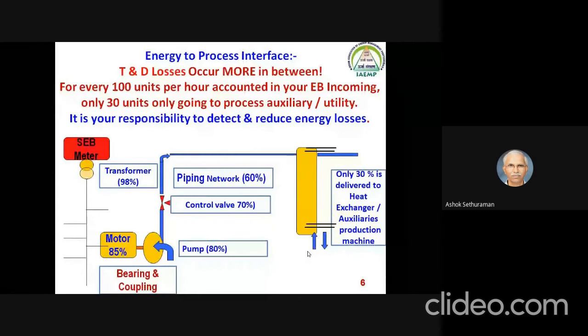See, for every 100 units per hour that is the input given on the SCB meter, around 30 units are delivered to the process auxiliaries, the process utilities or the heat exchangers, leaving aside the drops happening in the transformer, in the motors, in the bearings and couplings, in the pumps and the control valves, in the piping networks. So whatever we see, 1 unit of saving that you are able to achieve at the tail end, at the load end, is almost 3 units at the generation. So this is the area you have to look into in the industry.